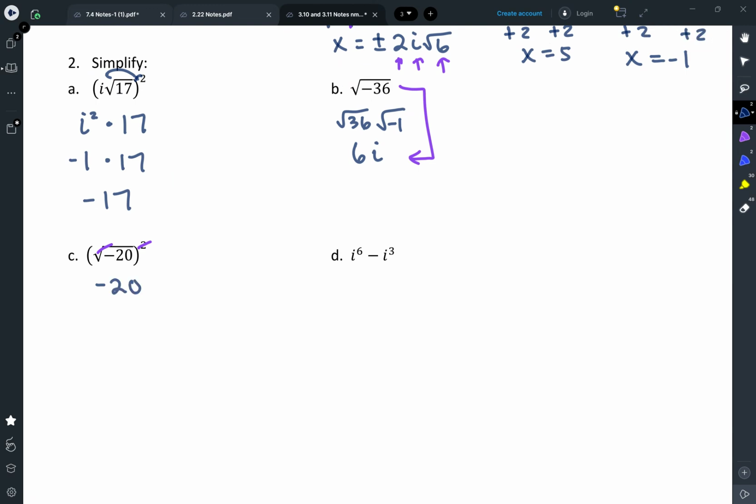And then on the last one, I'm going to have to play with these a little. So i to the 6th is i to the 4th times i squared, because 4 plus 2 makes 6. And then i cubed, I could go back and look up. And so this is a 1 times a negative 1 minus i cubed is a negative i. So I'm going to get 1 times negative 1, that's negative 1. And then minus a negative i is going to be plus i.